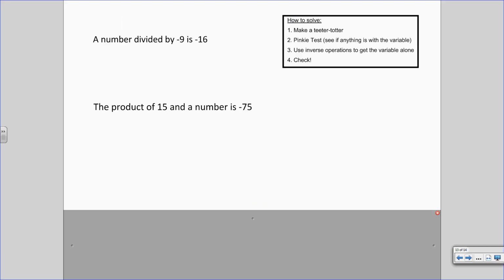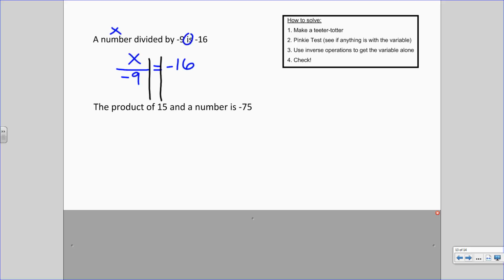So let's translate a couple of these. A number, let's just call it x, divided by negative 9 is negative 16. Now when you write equations, we do not write the division sign. I want you to make all division be fractions. So you say a number divided by negative 9 is, means equals, negative 16. That would be how we'd write that equation. Go ahead and try and solve that and turn it back on when you're done.